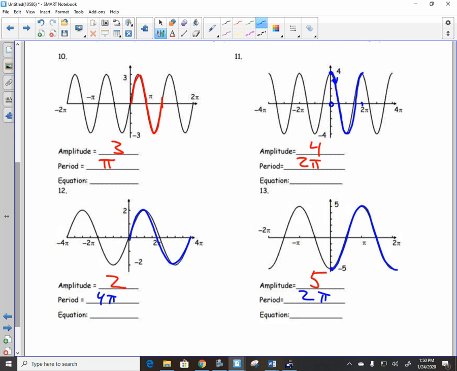Last question. Look at number 10. Do you think it's a sine graph or a cosine graph? Sine. Why, Morgan? Because it starts in the middle. Do you think it's a sine or a cosine graph? Cosine. It starts up here. Sine or cosine? Sine. It starts in the middle. Sine or cosine? Cosine. So cosine starts at the top or bottom. Sine starts at the middle.